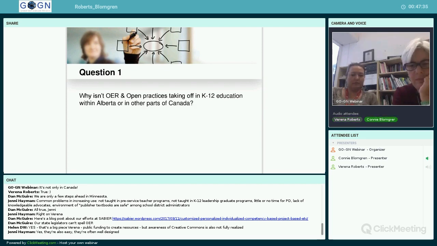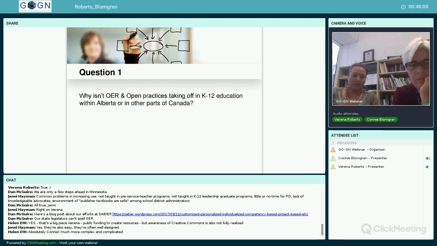And I'm not saying that publishers and their textbooks are not to be around. I just think that we can have both, and I think both would be a great opportunity for teachers to select what's best for their class, for their context. There are many challenges, but I think this lack of understanding is a big one.